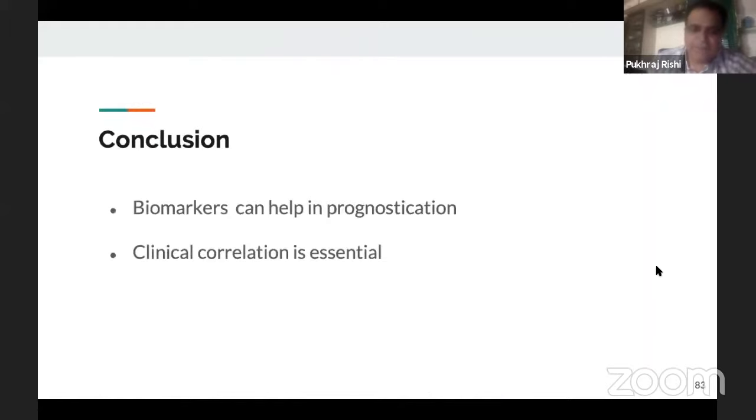And in conclusion, biomarkers are helpful in prognostication, but clinical correlation is essential. Thank you for your patient hearing.